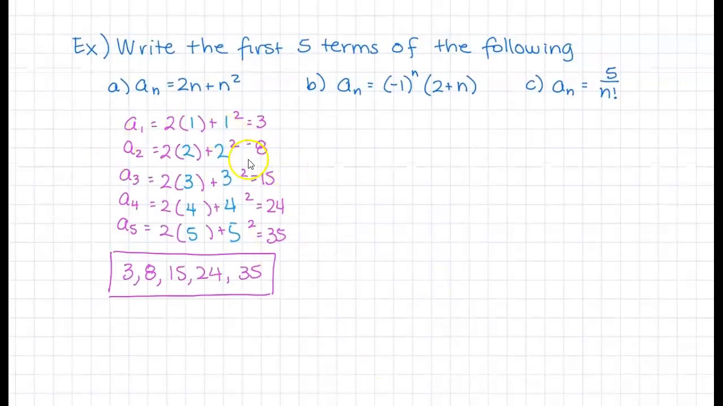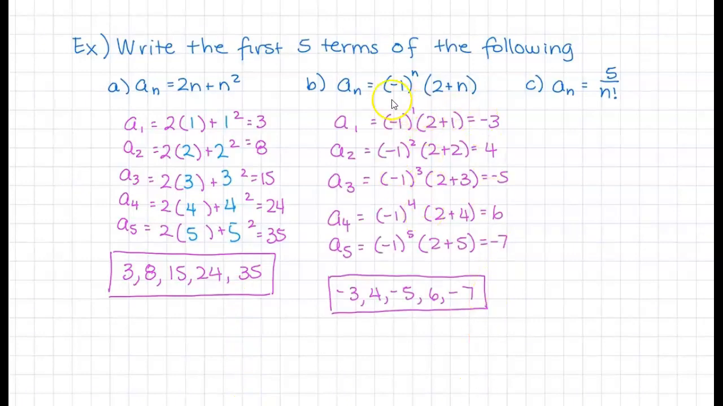So here's the first one done. And notice all you do is you just let all these n's equal a 1, equal a 2, equal a 3, 4, 5, work it out, and there's your terms. It's nothing more complicated than that. Okay, let's look at the second one. Same exact thing. You let all these n's equal a 1, a 2, a 3, a 4, and 5, and so on, and then you end up with these values.